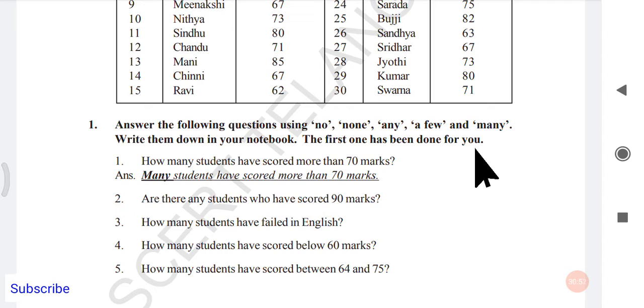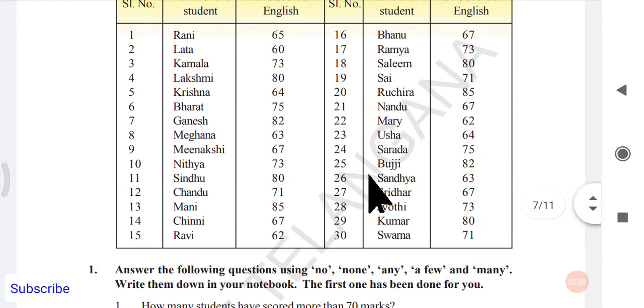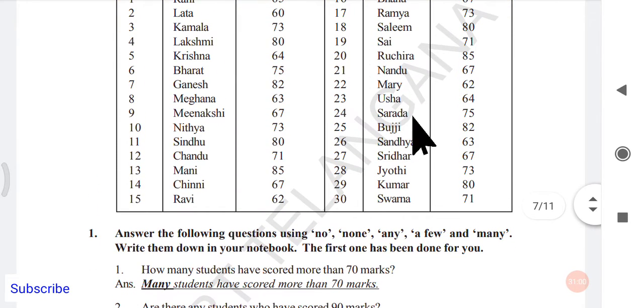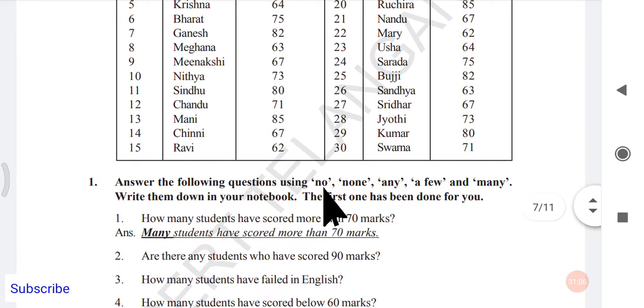So write them in your notebook. First one has been done for you. Look at the first one here. How many students have scored more than 70 marks? I think there are so many. 1, 2, 3, 4, 5, 6, 7. So he has written, many students have scored more than 70. There is no specific number again here.